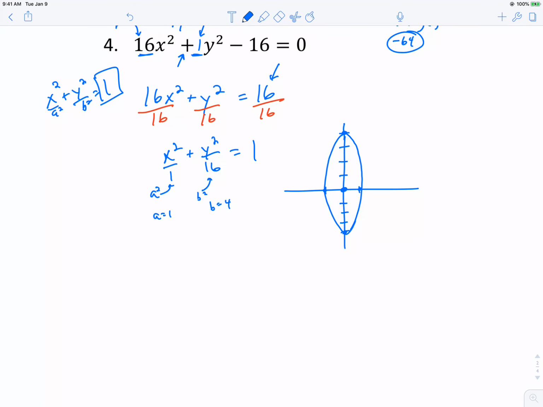And we also need the foci. So we know they're on the major axis, which is at x equals 0, so the x-coordinate is 0. So I know the foci are 0 and 0. And then what we do is we do the bigger one minus the smaller one, the square root of it. So it's square root of 15. That does not simplify at all. Root 15, negative root 15. There's our foci.